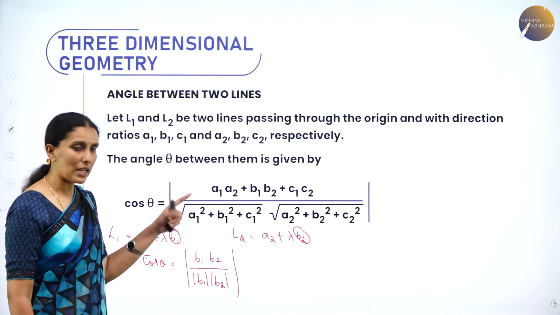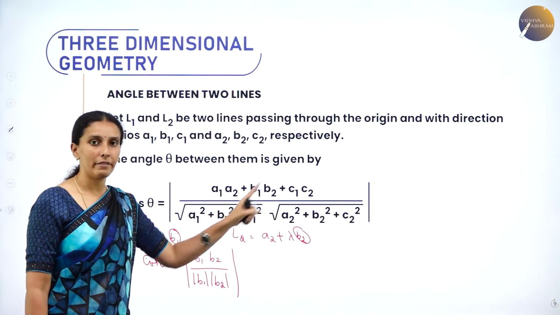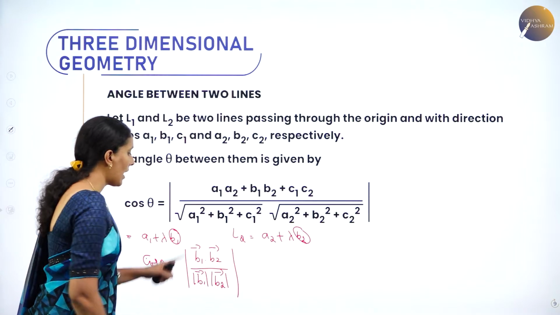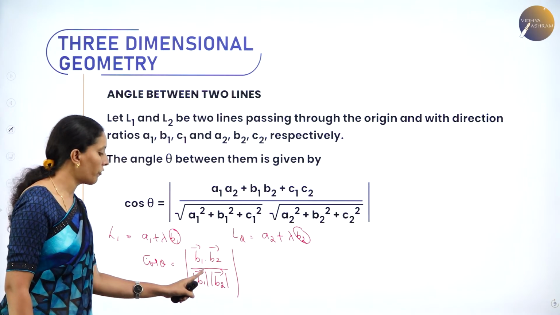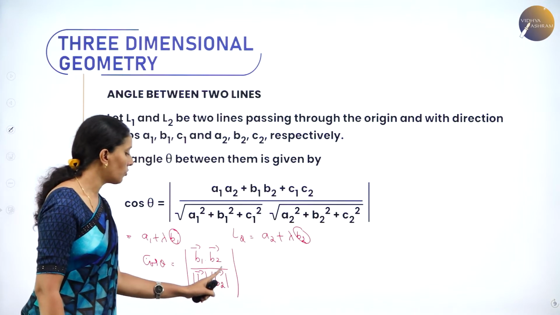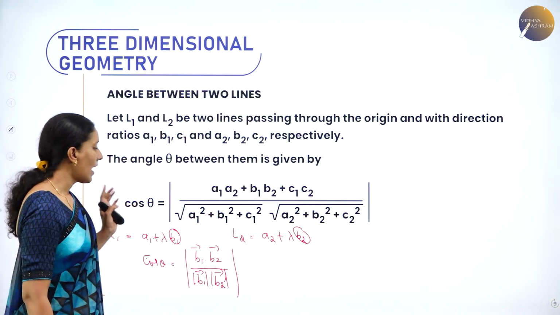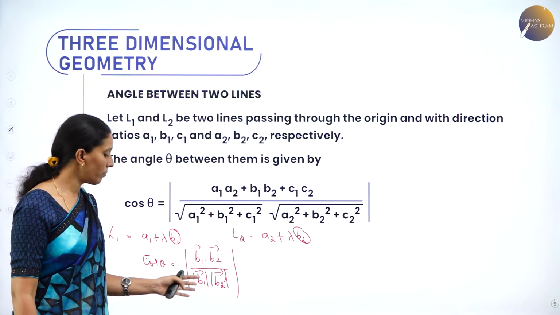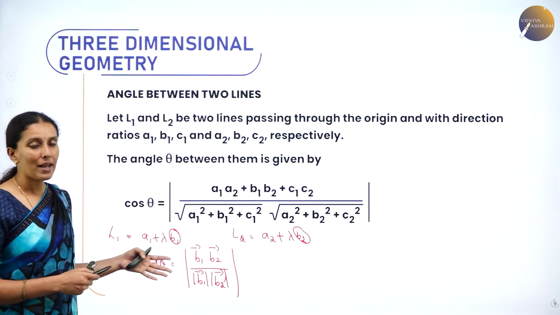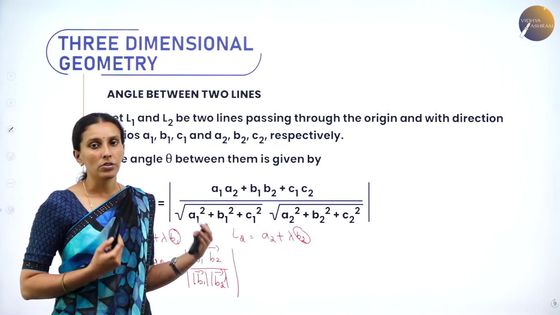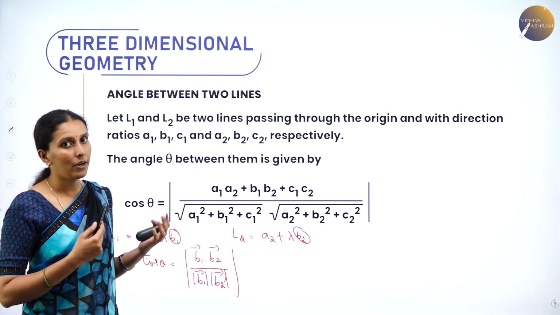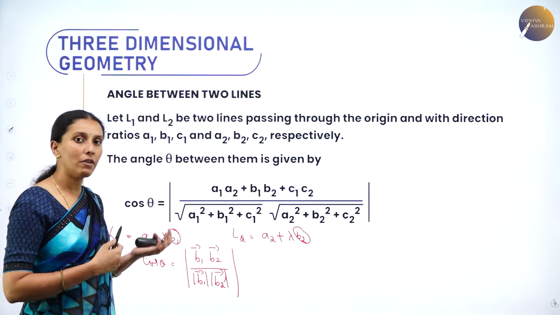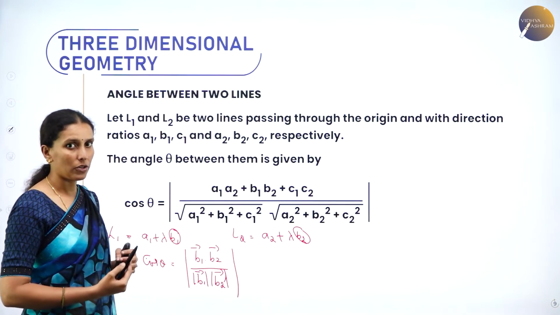So, b1 dot b2 is nothing but again a1 a2 plus b1 b2 plus c1 c2. That is the dot product of these two vectors here. And this is nothing but the magnitude of vector b1 and this is the magnitude of vector b2. So, thus the angle between any two lines is given by b1 dot b2 by magnitude of b1, magnitude of b2. It is the same as cos theta using dot product, where you are finding the dot product a dot b over magnitude a, magnitude b. So, here we have the dot product of two vectors b1 and b2 over magnitude of b1, magnitude of b2.